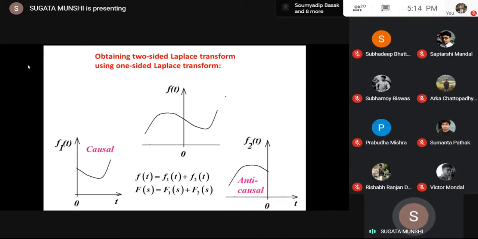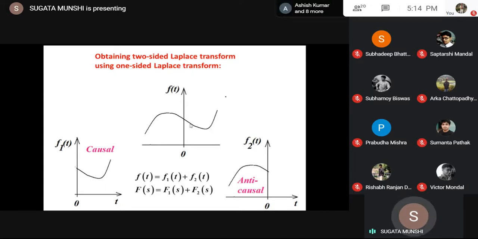In continuation of what I discussed last day, next what I would like to discuss with you is obtaining a bilateral Laplace transform using unilateral Laplace transform. For the sake of illustration, I have considered the arbitrarily chosen non-causal signal f(t).